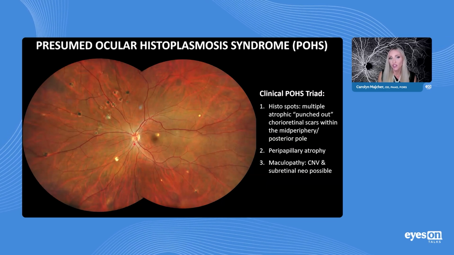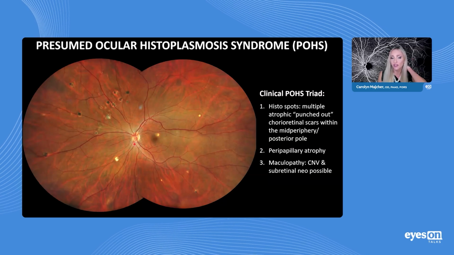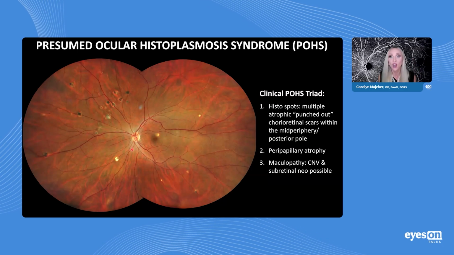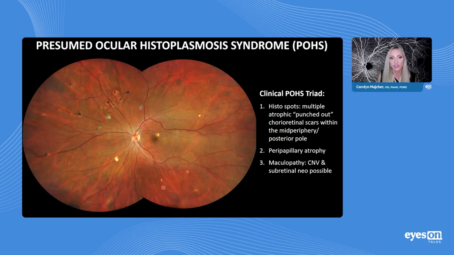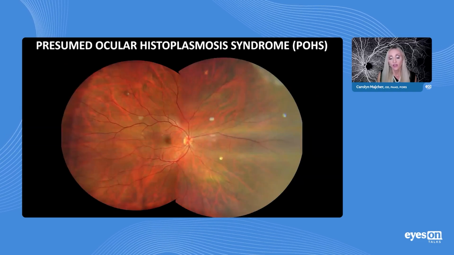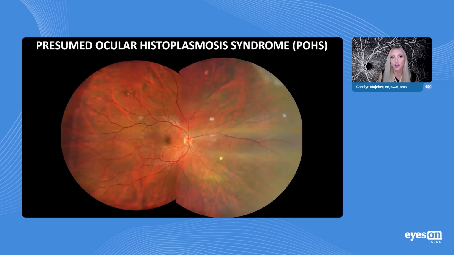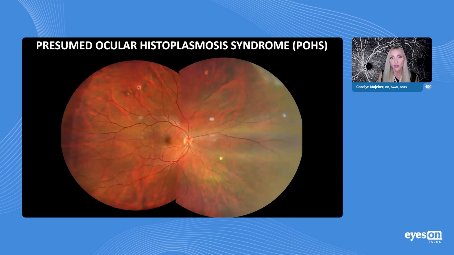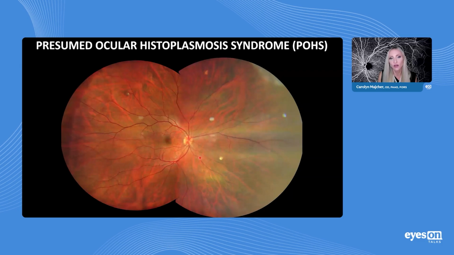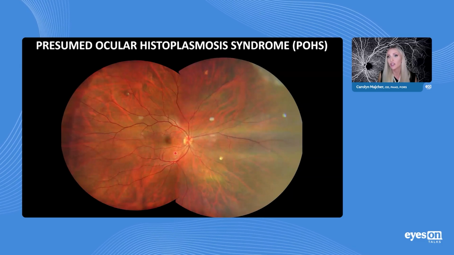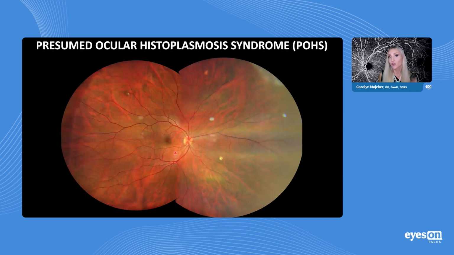Although the peripapillary atrophy is really subtle in this particular case, she seems to have the features of the classic triad of presumed ocular histoplasmosis syndrome. Here in the left eye, this is the ultra-wide field Clarus color fundus photography. She had some of these punched out chorioretinal lesions as well, but the macula was void of any sort of chorioretinal atrophy or neovascularization. So we referred her to retina.